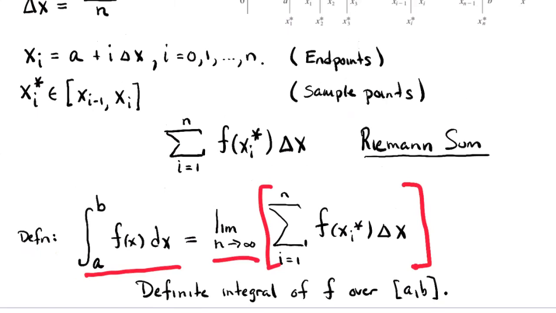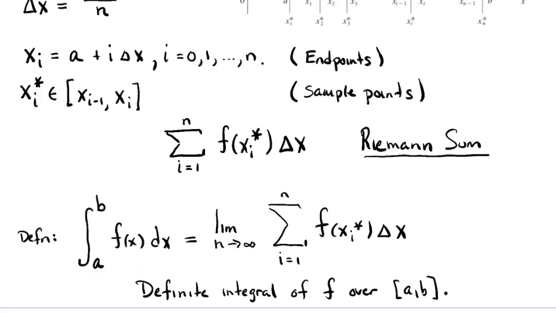All right. So for each n, you choose these sample points, you plug them into your function, multiply them by delta x, add them up, and then you increase n without bound. And if that limit exists, then we'll call this number the definite integral of f over a, b.